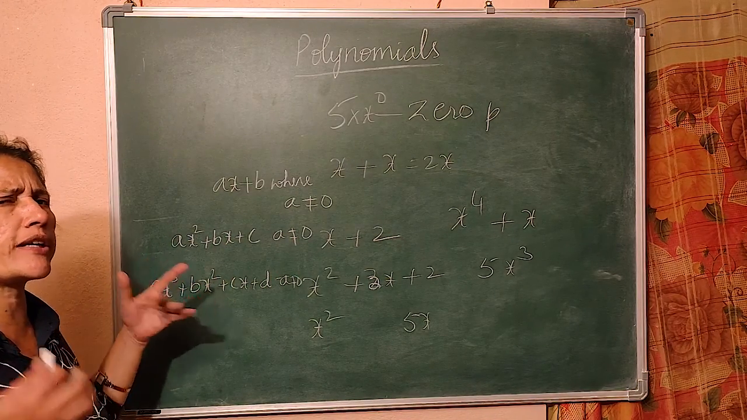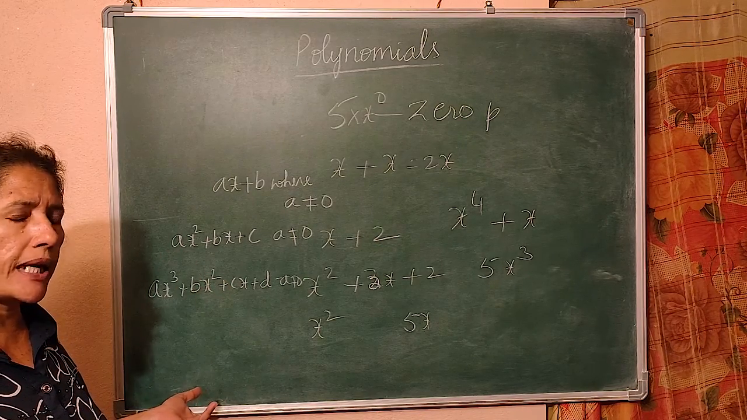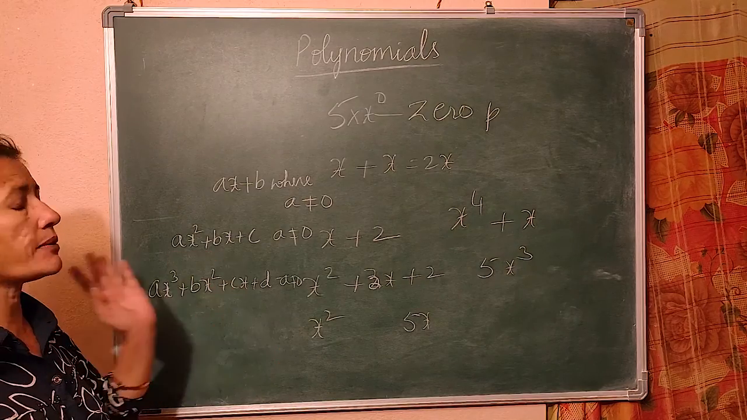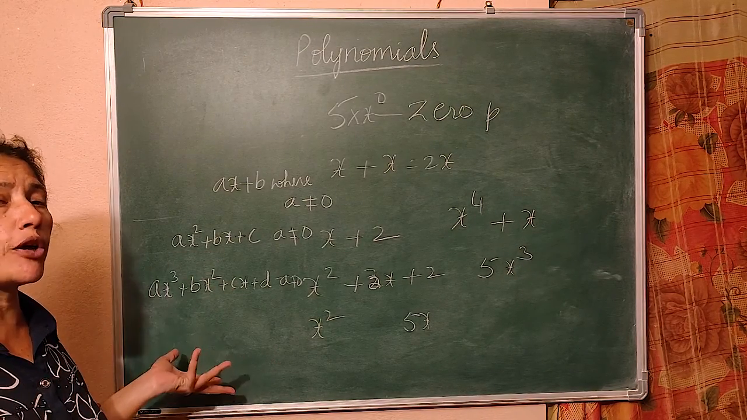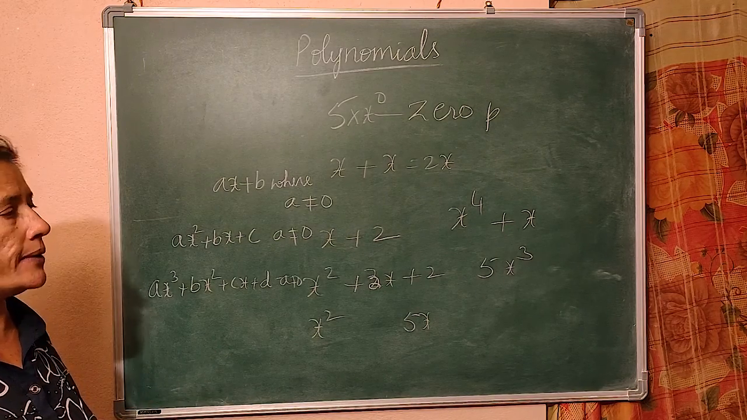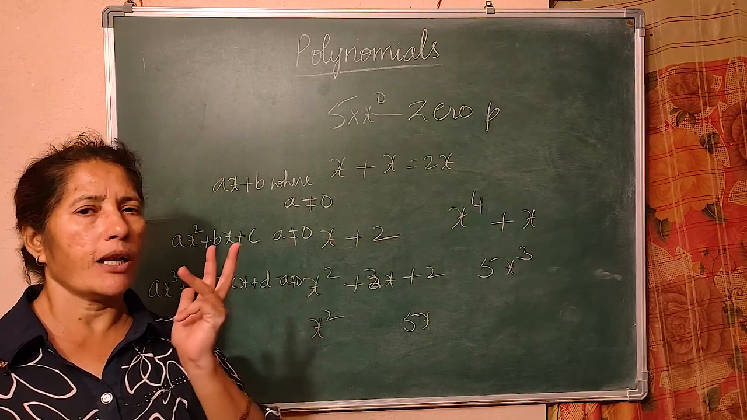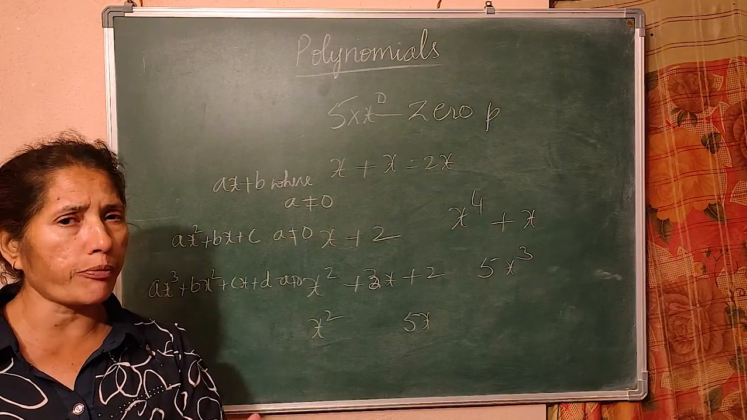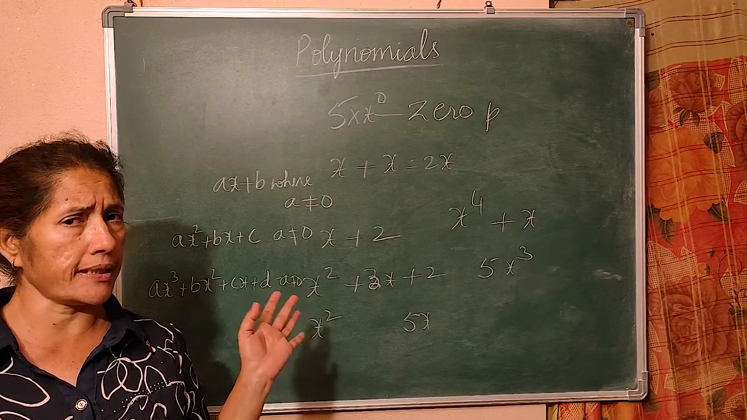If a is 0, x square doesn't come at all, isn't it? How can I say quadratic polynomial? If a is 0, cubic polynomial, how can I say? Because the cube doesn't come at all. Did you understand? So you understood what is a zero polynomial, linear polynomial, quadratic polynomial and cubic polynomial and so on. Is it clear?